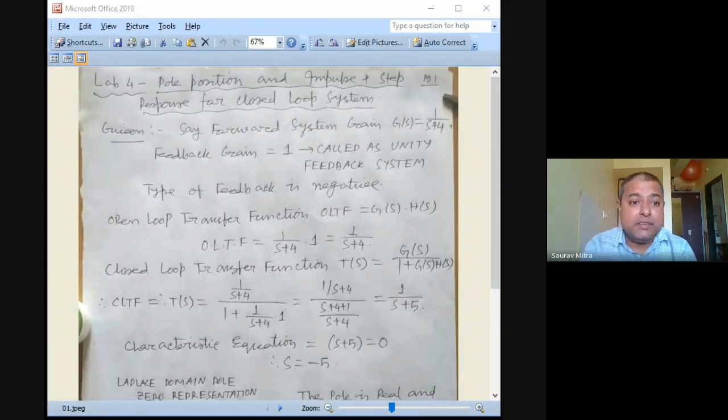If H(s), which is the feedback gain, is not given, then what? Sometimes H(s) might not be given. If it is not given, assume that to be 1.